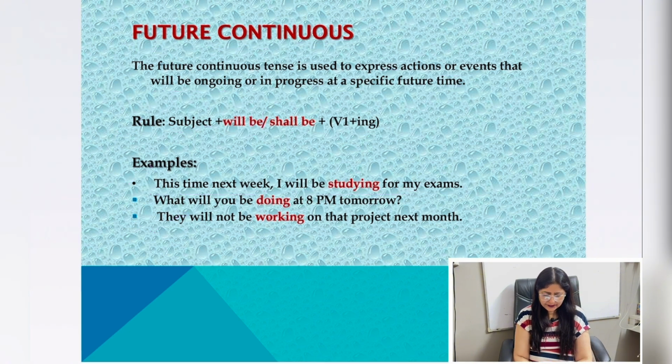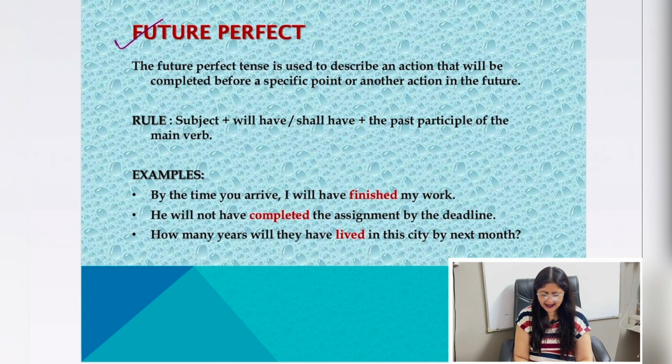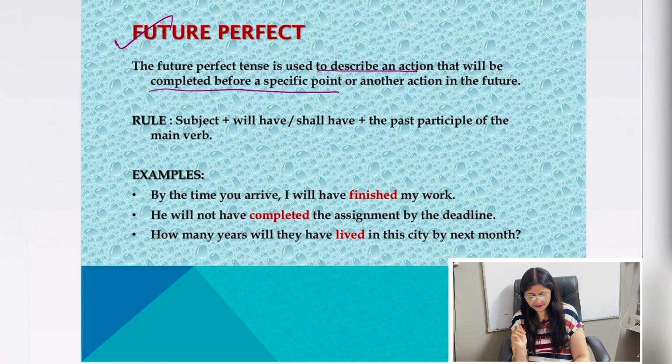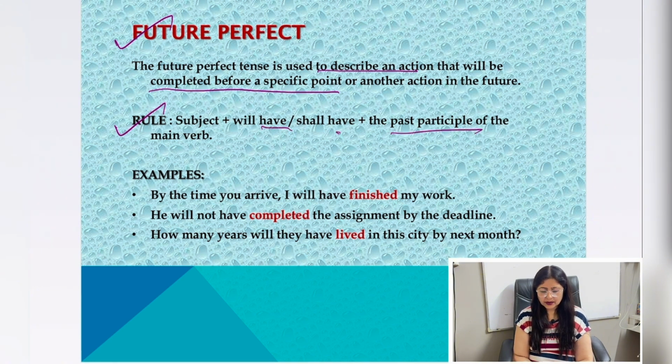Future perfect is used to describe an action that will be completed before a specific point of time or another action in the future. So let's first go with the rule. The rule will be will have, shall have plus V3. Perfect will be making use of V3, whether it is present perfect, past perfect or future perfect. In every perfect tense you have to make use of V3. Example: by the time you arrive, I will have finished my work.